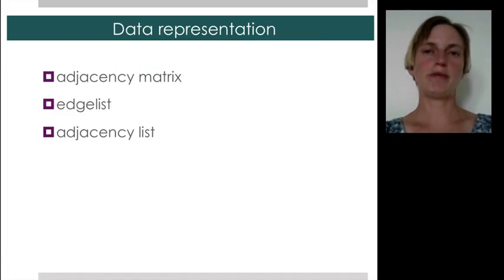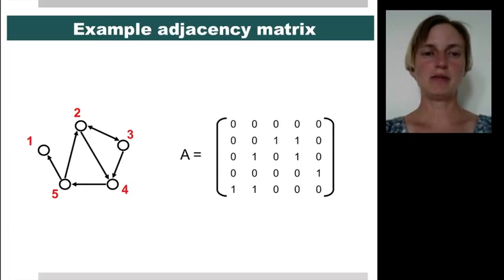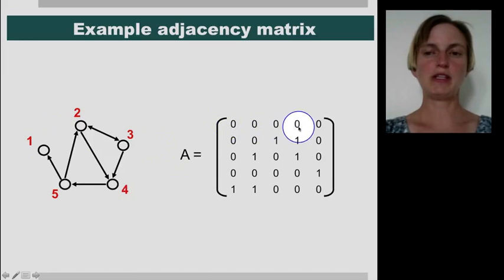How is this data represented internally? For example, if you're writing code or if you're just using some software, how is the software representing the network? The most basic way is with an adjacency matrix, but we'll also talk about edge lists and adjacency lists. Here is a very simple network of 5 nodes, and here is its adjacency matrix representation. And for example, if we look at node 1, it is represented by this row and actually has no outgoing edges. However, it does have one incoming edge here from node 5.